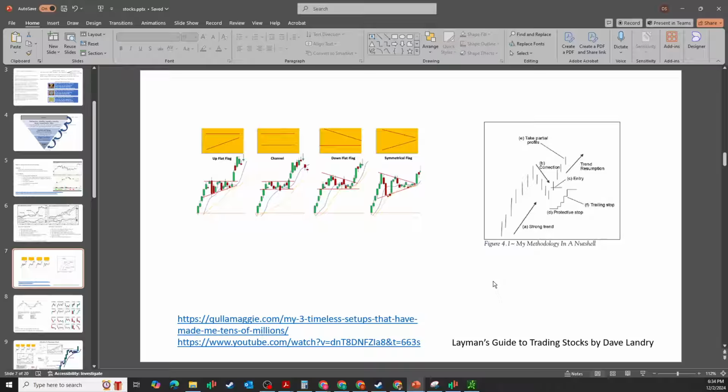I've talked about Dave Landry pullbacks, which again is the same thing. There's an upthrust, there's a pullback, and then as the stock emerges out of that pullback, you enter it and then you ride the trend.